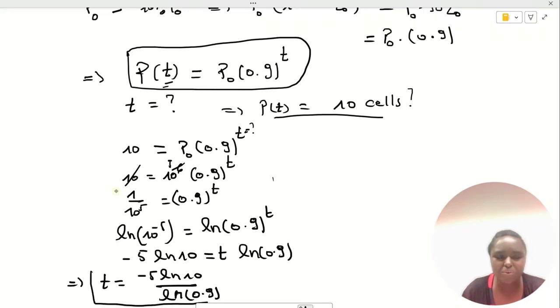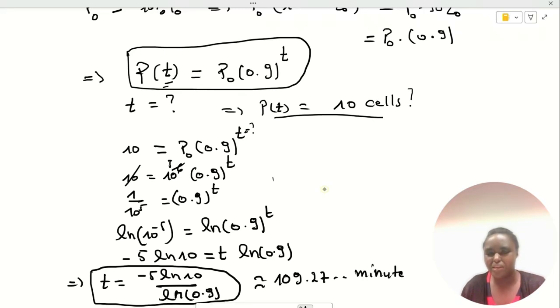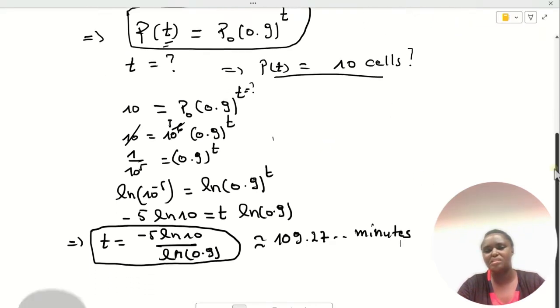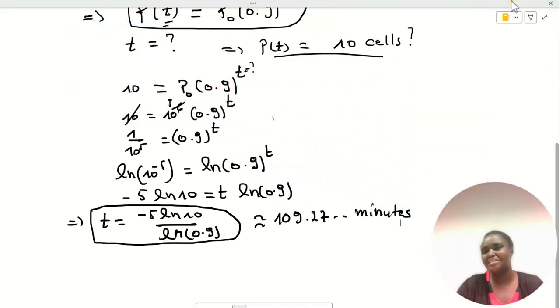If you have a calculator, you can compute these values. Just take a calculator and compute this one. I computed this, and it was approximately 109.27 units. So it would take 109.27 units to have only 10 cells. And that was it. So wasn't it easy? The question was very easy. So guys, don't be afraid.